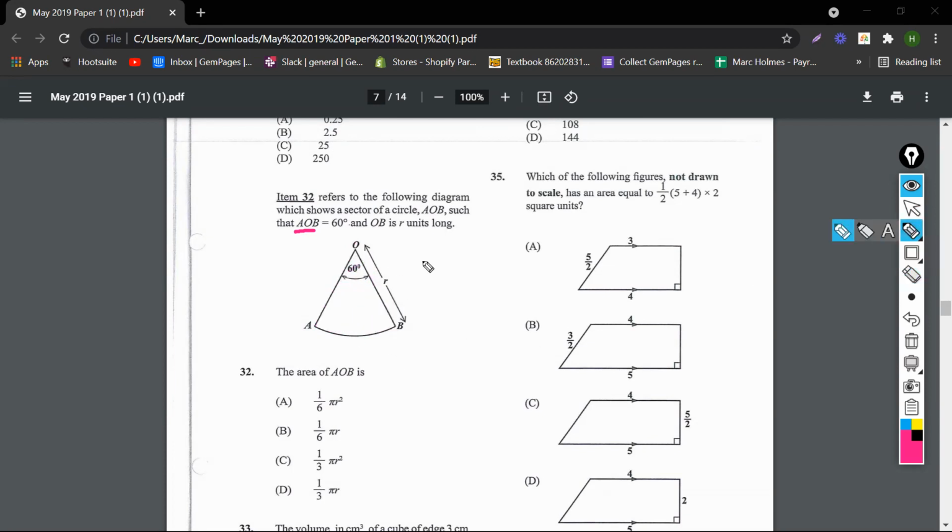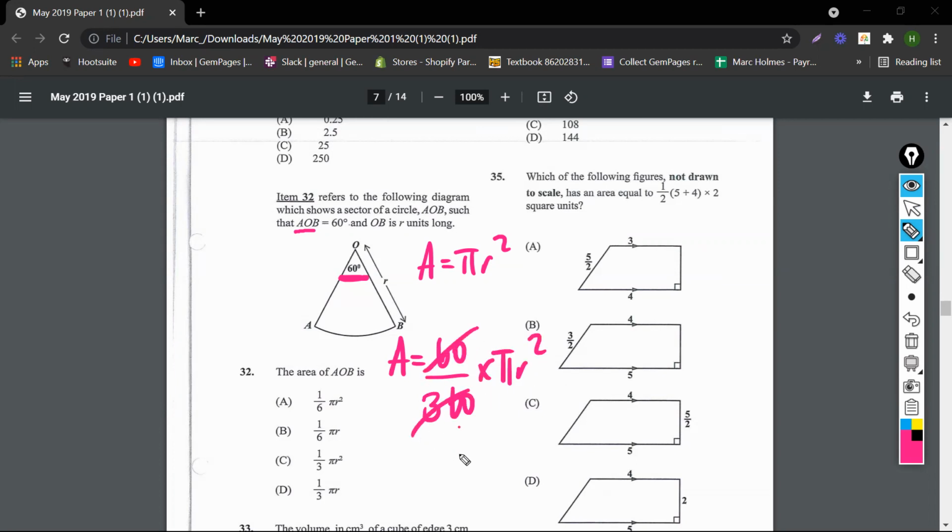Firstly, the area of a circle, guys, is always equal to pi r squared. So if we need to find the area of just this 60-degree section, it's definitely going to be equal to 60 degrees over 360 times pi r squared. And 60 goes into 360 6 times. So my answer would definitely be 1 over 6 pi r squared. That would be the area if the radius is r. They don't give us the length of the radius. So the answer would definitely be A.